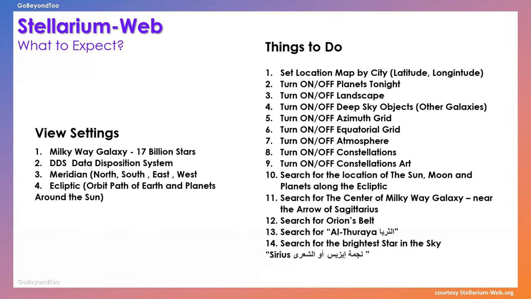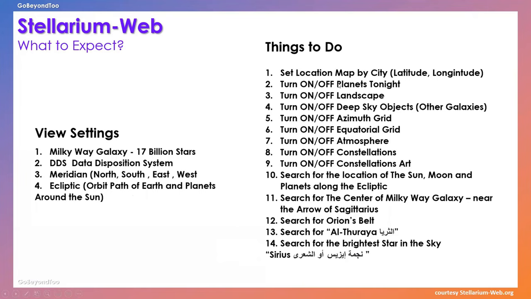So Stellarium Web is this web-based application that's free to use by anyone. All you have to do is type in stellariumweb.org and you can get there. So what to expect when you get there? You need to go through the view settings and turn on the Milky Way galaxy, which has 17 billion stars, DSS, Data Disposition System. I'm not really sure what this is. This is not really my expertise. You can turn on the meridians, which are the north, south, east, west directions, and the ecliptic, which is the path of the Earth and planets around the Sun.